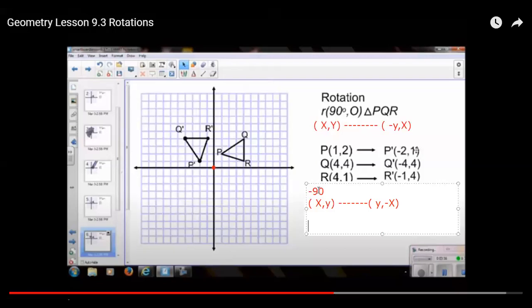If you want to rotate 180 or negative 180, we will keep them together, which means we have X and Y, we will not switch, but we will change the sign for both. So it will be negative x and negative y. Okay, negative x and negative y.